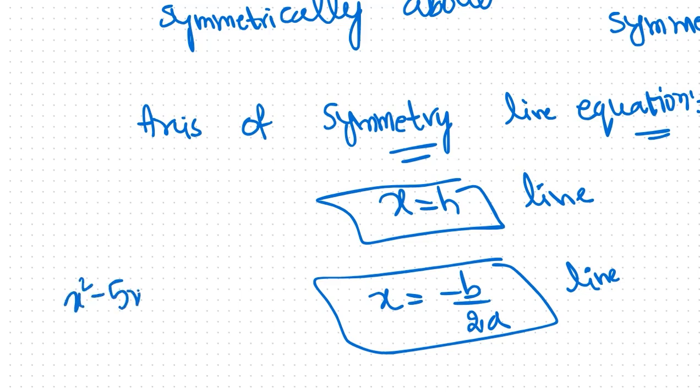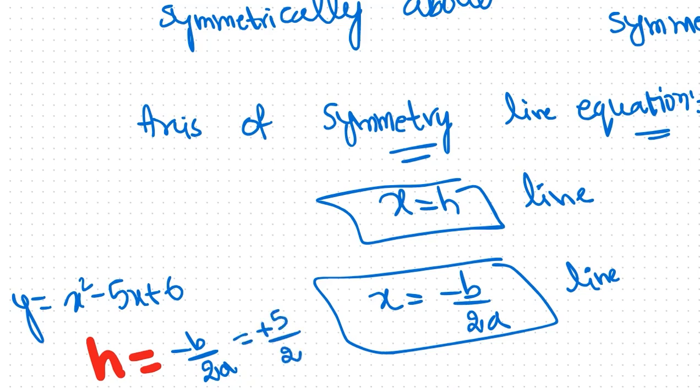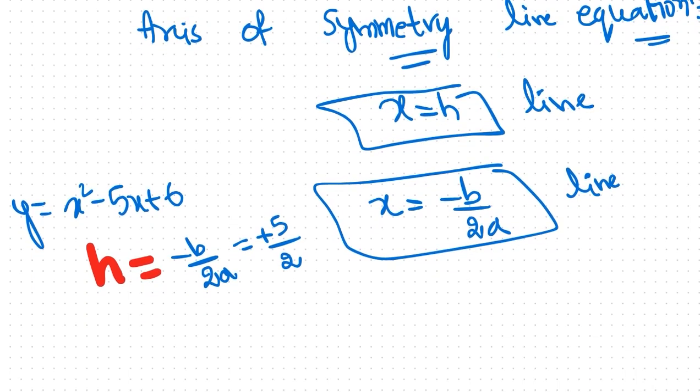Okay, let's say x square minus 5x plus 6, right? How much is the h value? The formula for h is negative b upon 2a. So that would be plus 5 divided by 2 times 1, which is basically 2, so 2.5.